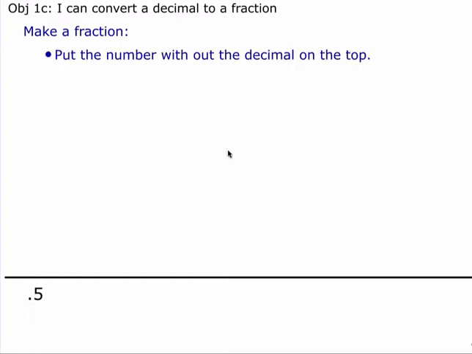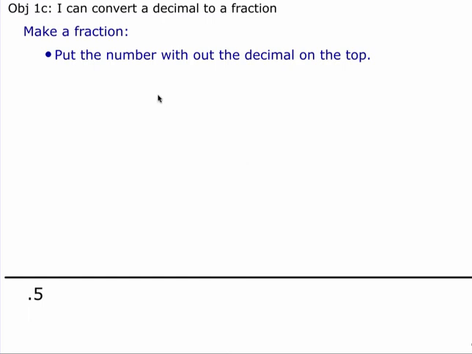Okay, let's look at our next objective here, objective 1C. I can convert a decimal to a fraction. So we're going to start by making a fraction, and let's get a number to work with. We're going to follow these steps, but we're going to work with this 0.5. You probably already know what 0.5 is, but let's follow the steps to see how to figure this out if you have a number that you don't know. Okay, so you're going to put the number without the decimal on the top. So we're making a fraction.